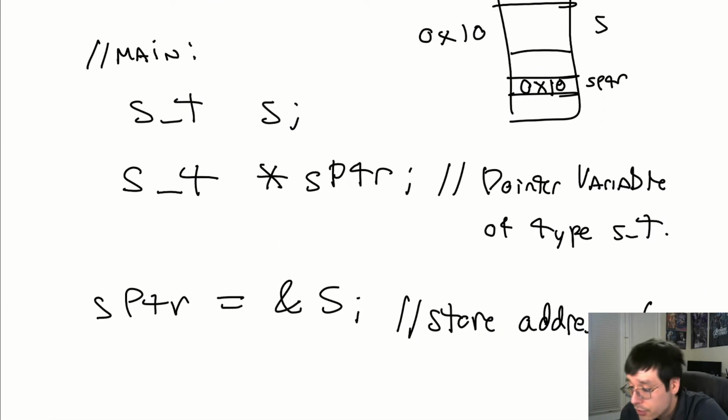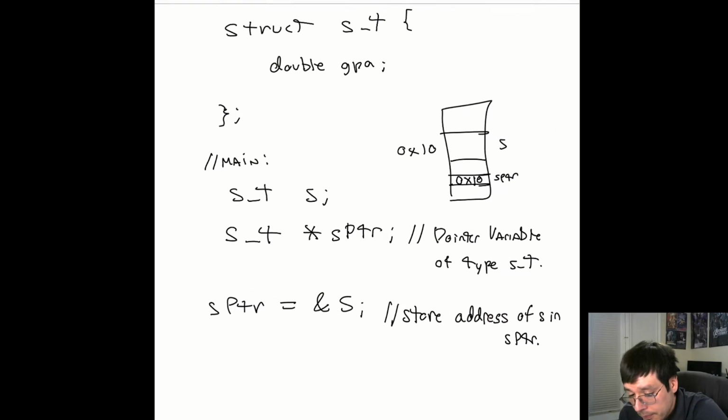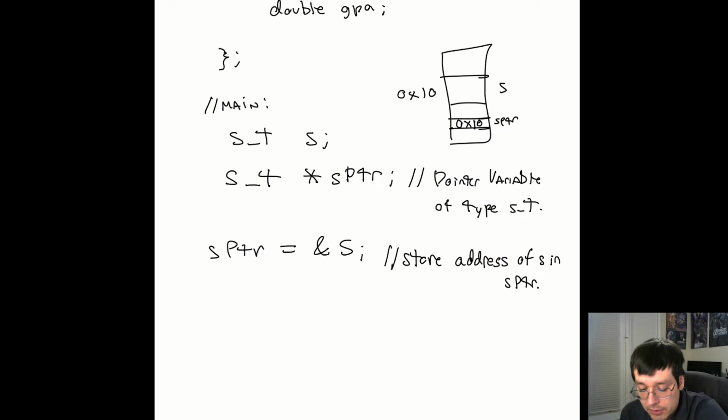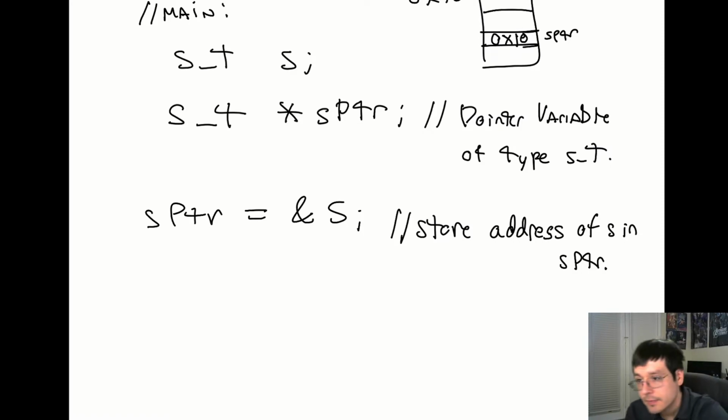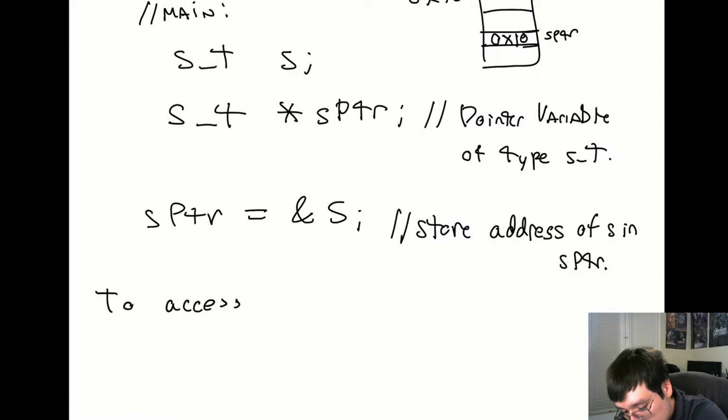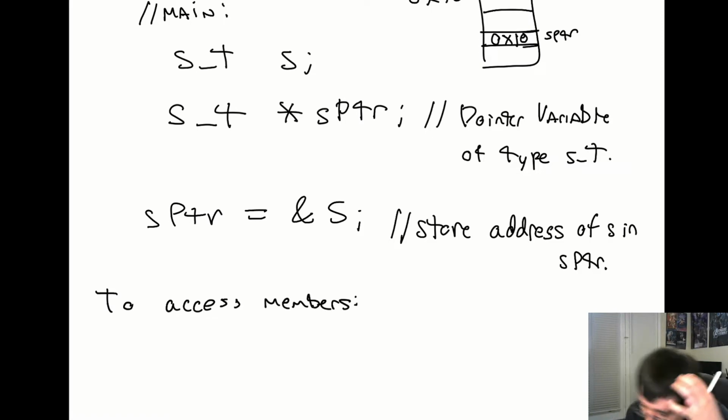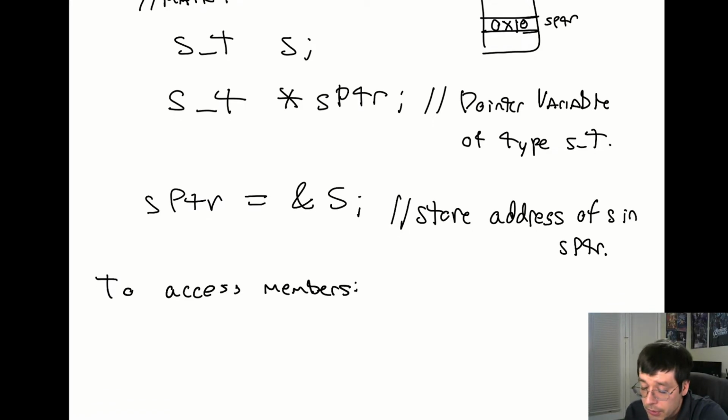Where it's going to get a little tricky, and why I'm showing you this example, is when we want to access the members. So, to access members. How do we access the members? Okay, well, first let me show you how you would access it normally.